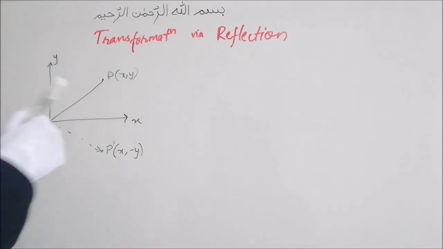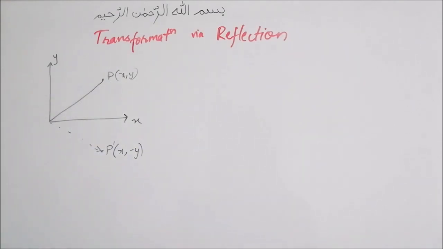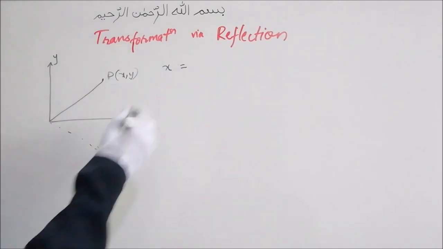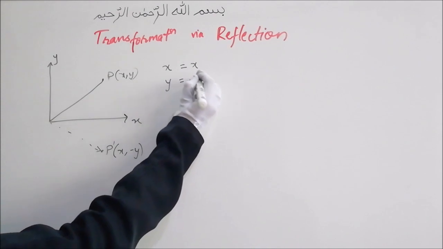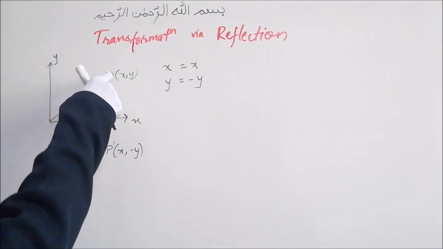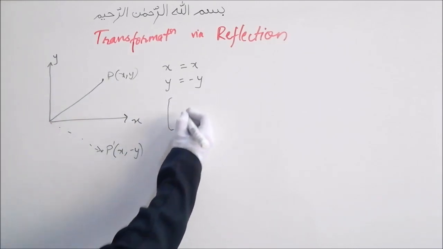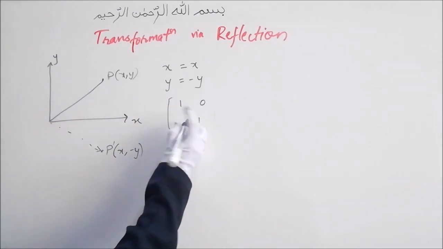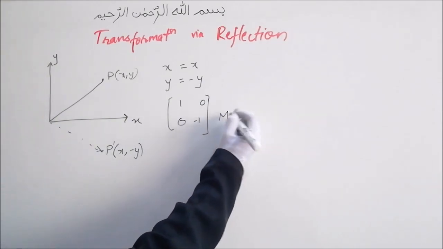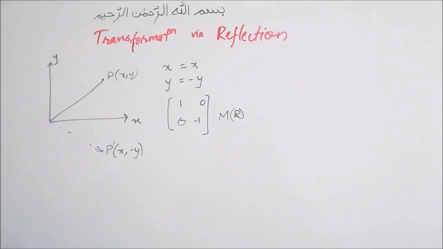Okay. So from this we can write the transformation equations as x' = x. Here we can see that x is remaining as x, but y is changing to minus y. Thus the transformation of coordinates from P to P dash is by the matrix 1, 0, 0, minus 1. This type of matrix is called the reflection matrix, and it is denoted by MR.